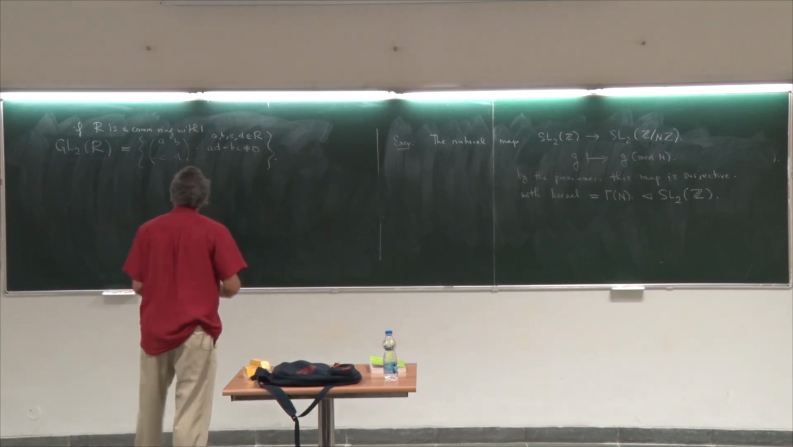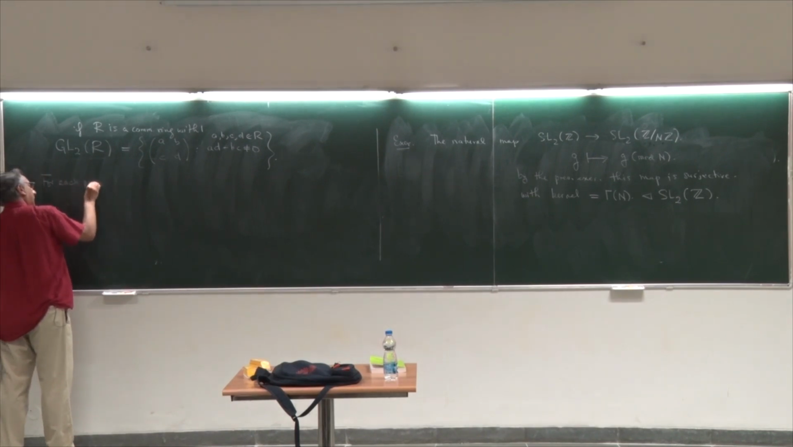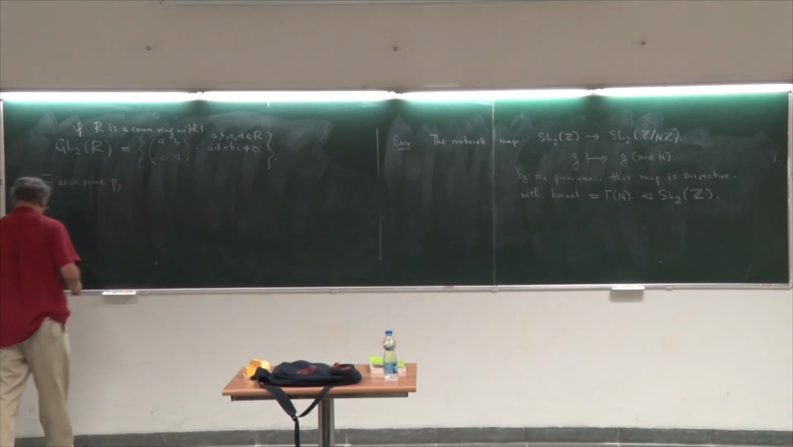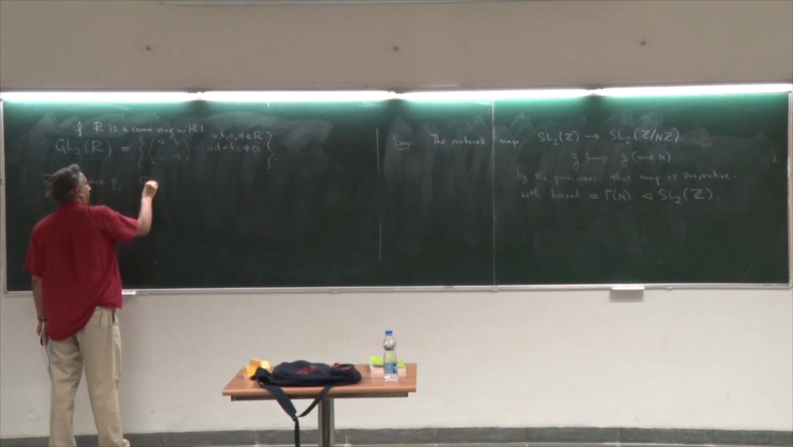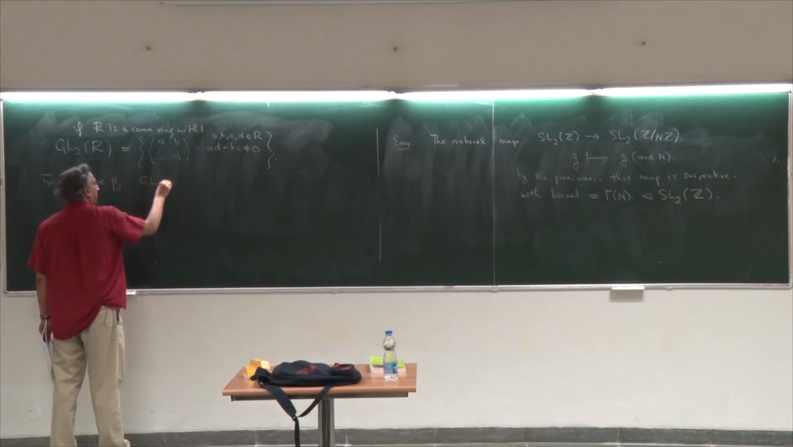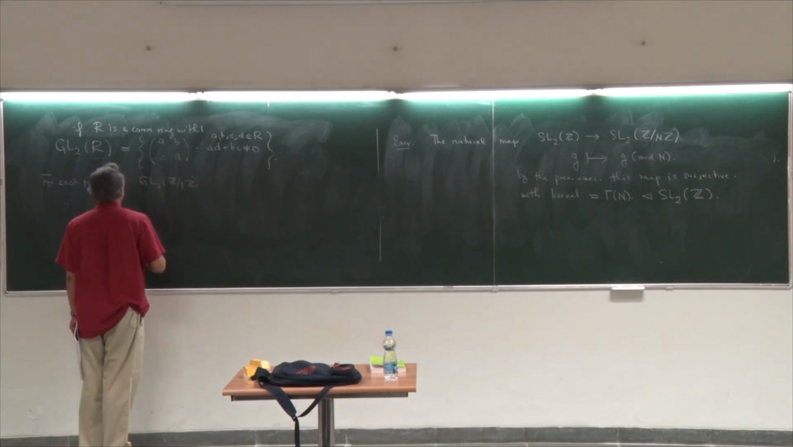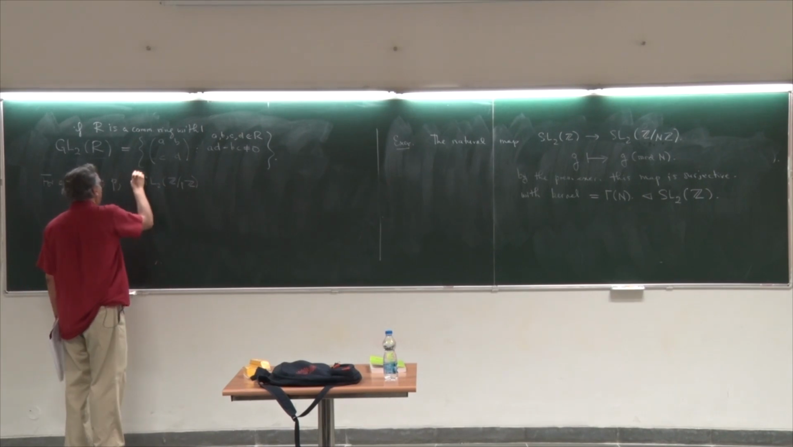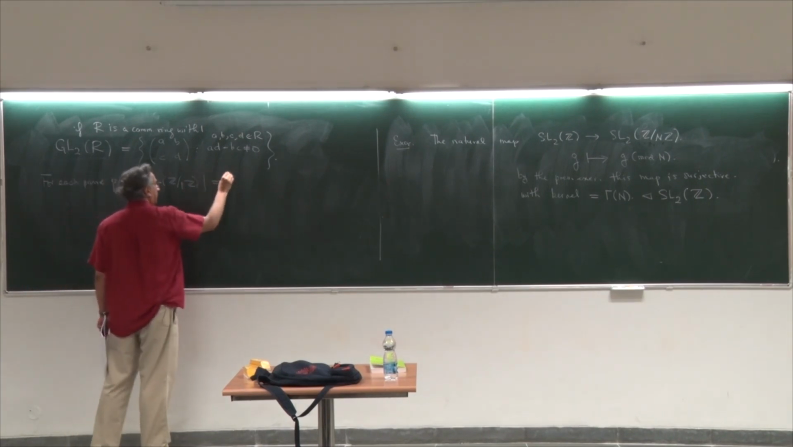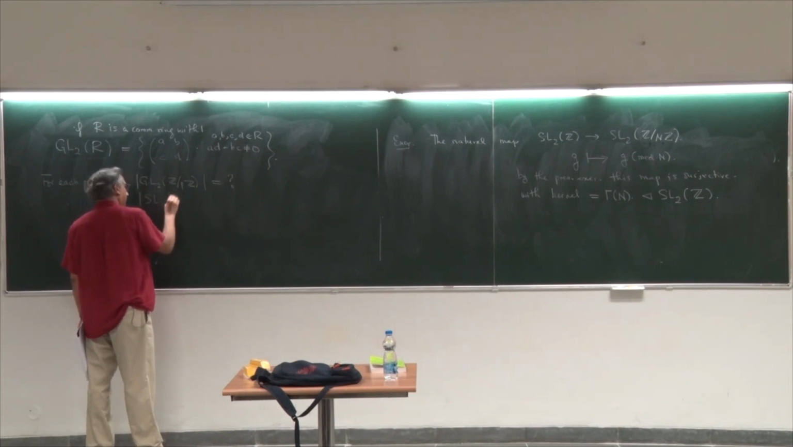The question now is, for each prime p, I'd like to look at GL2 of the integers mod p. I'd like to calculate the size of this thing. So this equals what? And I'd like to calculate the order of SL2Z mod p.